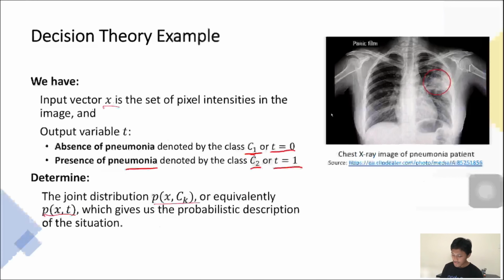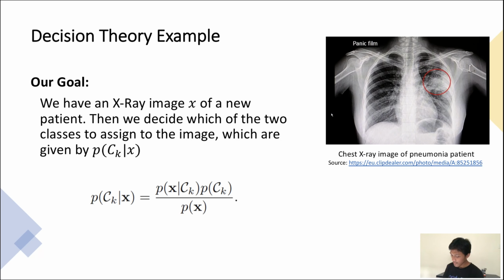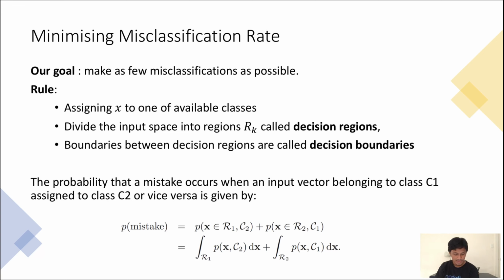So our goal in this kind of problem is, given an X-ray image, that is x, what is the class of this image? It can be represented as the posterior probability p(Ck|x), equal to this formula, as we have mentioned in the Bayesian theorem. The next topic that I want to discuss is general criteria in making decisions.